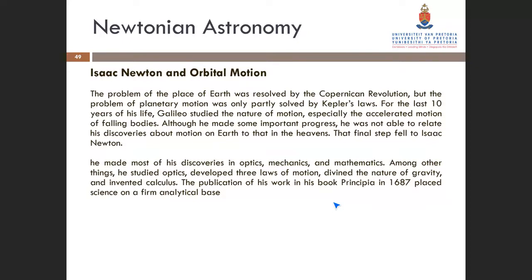He made most of his discoveries in optics, mechanics, and mathematics. Among other things, he studied optics, developed three laws of motion, defined the nature of gravity, and invented calculus. The publication of his work in his book Principia in 1687 placed science on a firm analytical base.